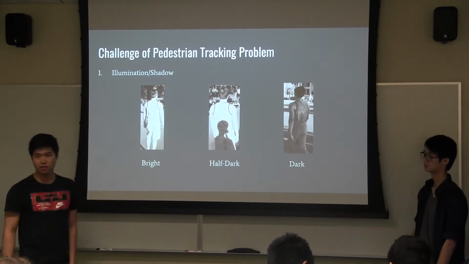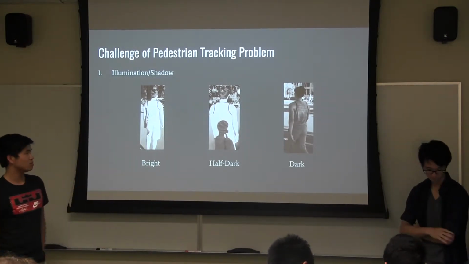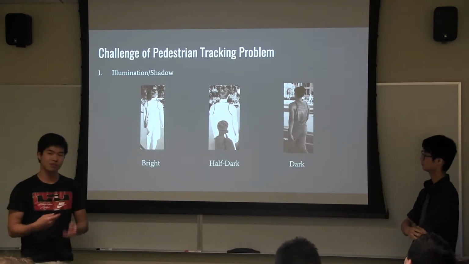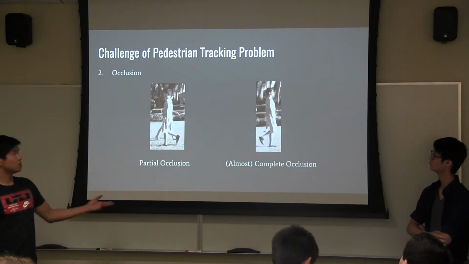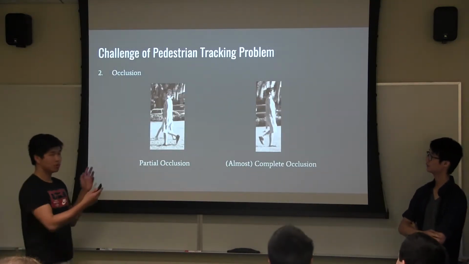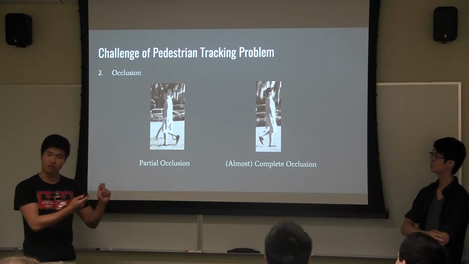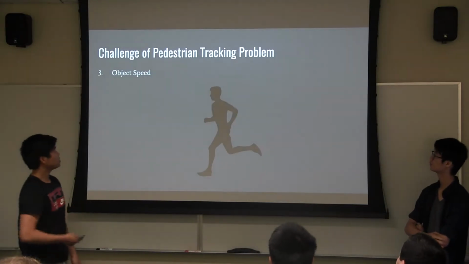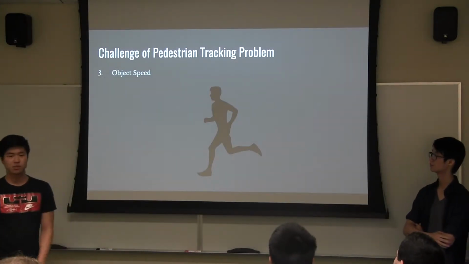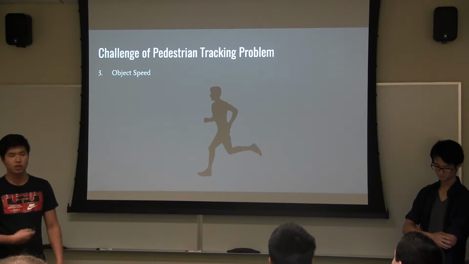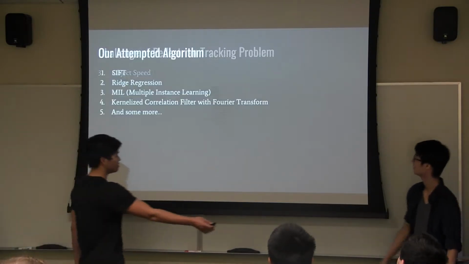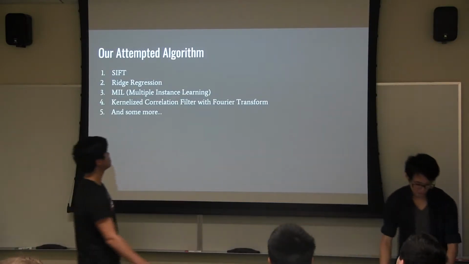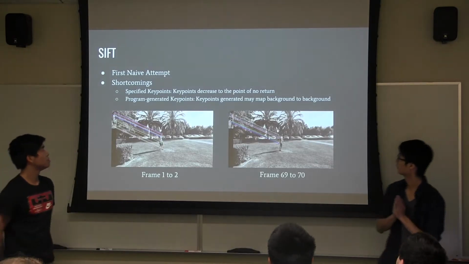So some challenges that we ran into, we have the illumination problem where the pixel intensity values change. We also ran into occlusion problems where two pedestrians might walk in front of each other, and how do you know which bounding box was with which pedestrian? And then the object speed. So if a pedestrian is moving too fast, it might be really hard to keep track. Here's a list of algorithms we have applied in this project. We'll go through it quickly.